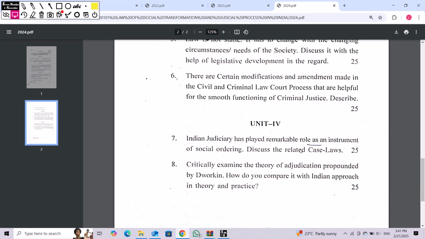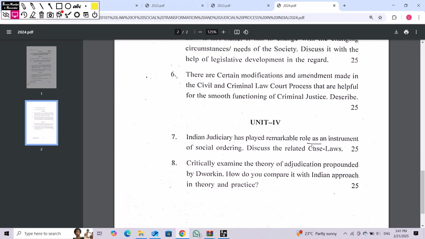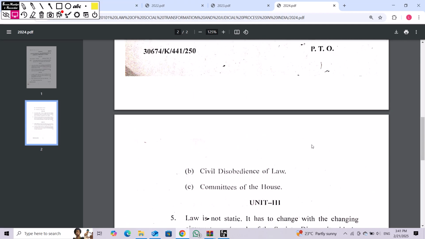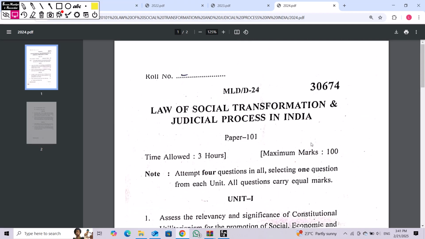And Unit 4 is: the Indian judiciary has played a remarkable role as an instrument of social ordering, discuss with related case laws. Critically examine the theory of adjudication propounded by Dworkin. How do you compare it with the Indian approach in theory and practice? So these are the important questions from the PYQs of the paper Law of Social Transformation and Judicial Process in India.